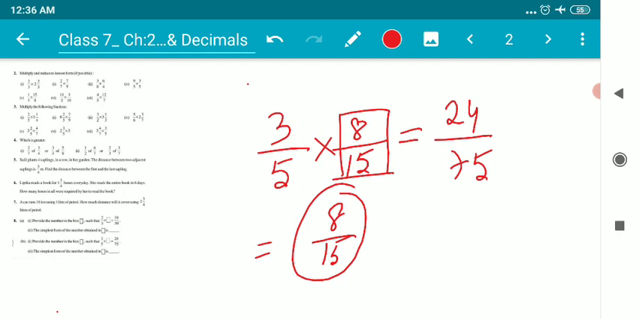I have shown you these questions, and your part of the job is to practice these things at home. You will try out all these related sums, and you will submit in the Google Classroom.